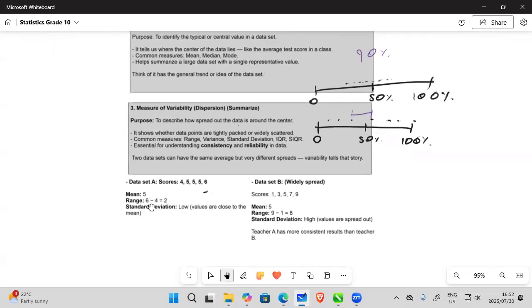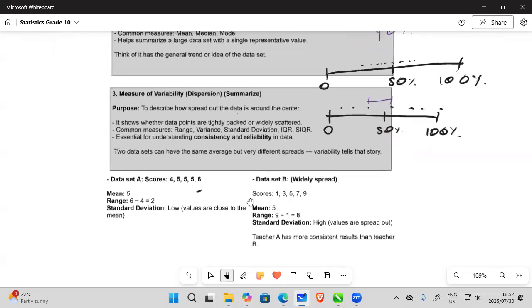But when you look at how far apart each data point is spread from each other, this one is spread out further than this. And so what we can say is that teacher A has more consistent results than teacher B. More reliable, less reliable. More consistent, less consistent. So where the measures of central tendency lack, the measures of dispersion make up for it.